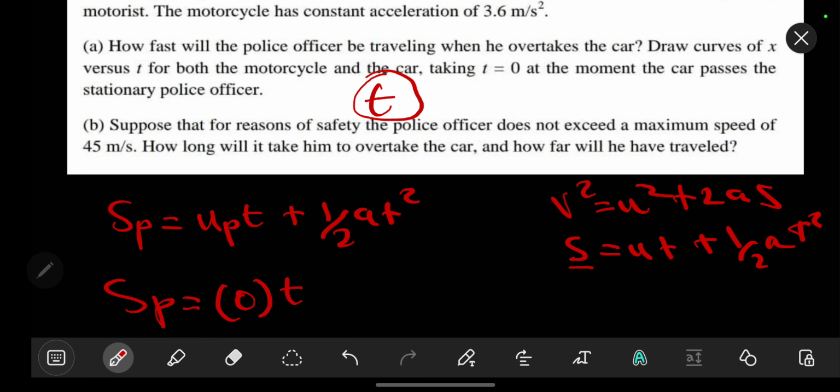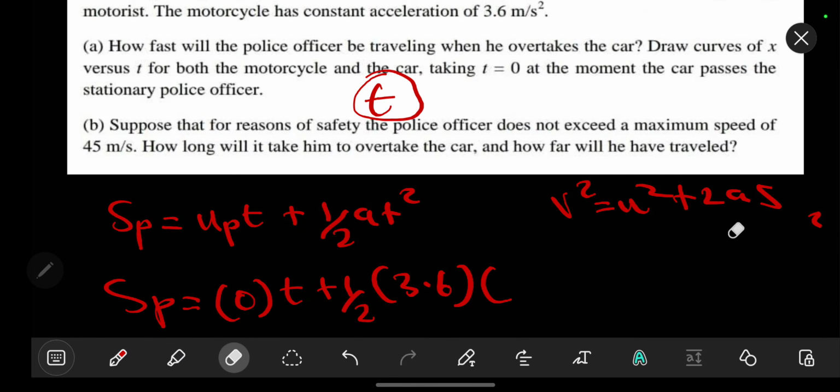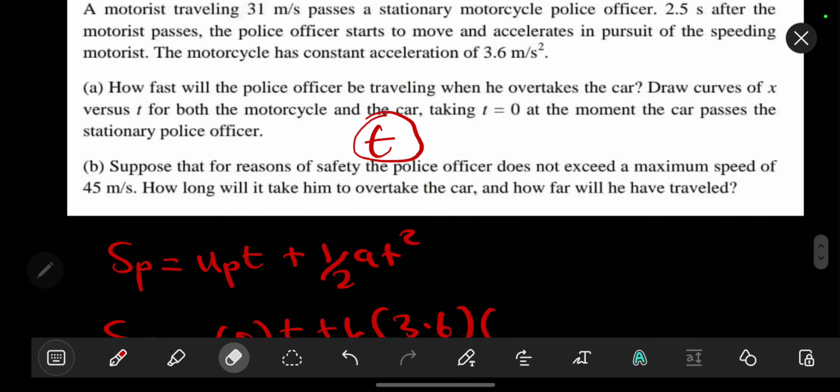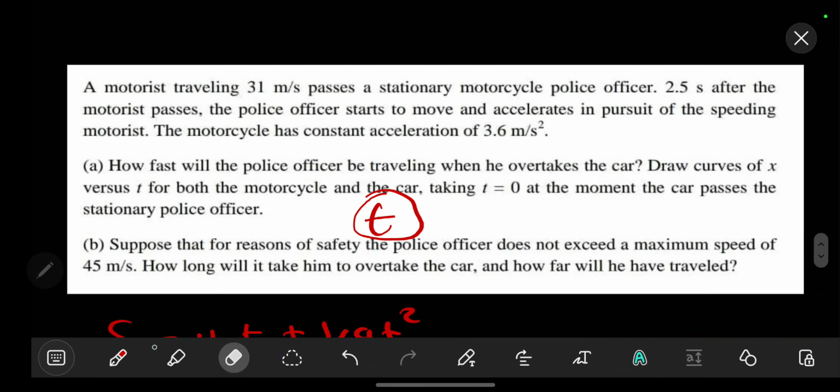We have time, plus our half. Our acceleration is 3.6, like that. Then we have our time. Now this police officer, according to what we have been told, a motorist traveling 31 meters per second passes a stationary police officer. 2.5 seconds after the motorist passes the police officer, starts to move and accelerates in pursuit of the speeding motorist, like that.